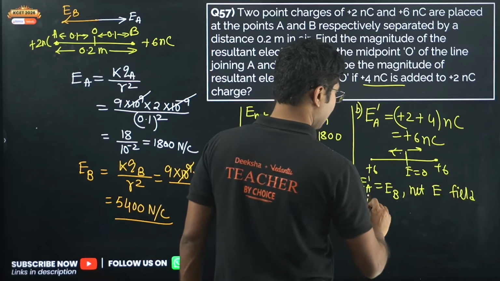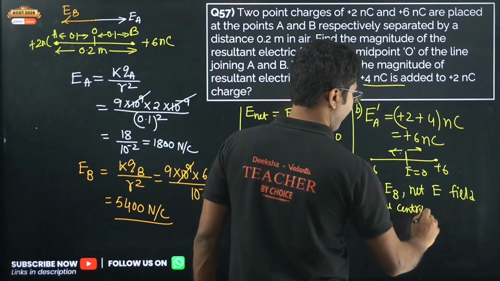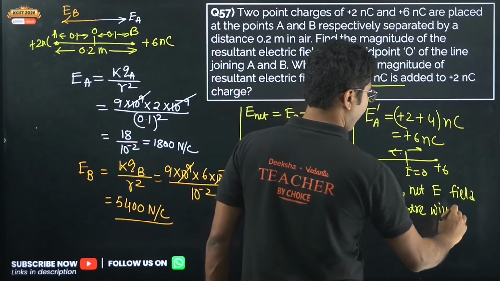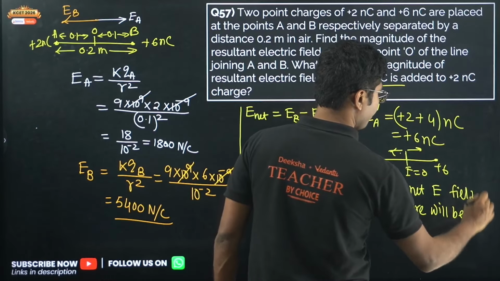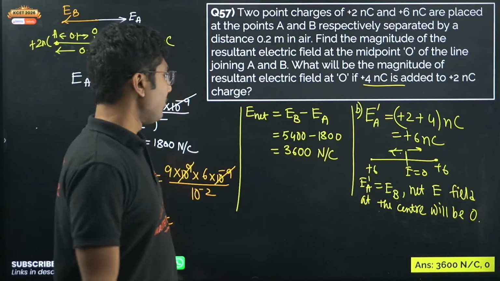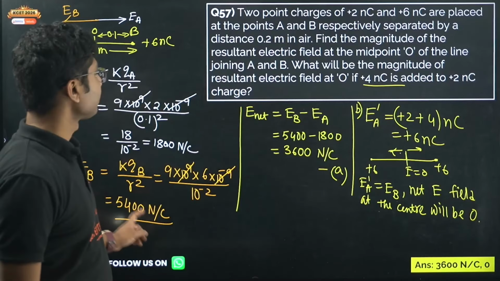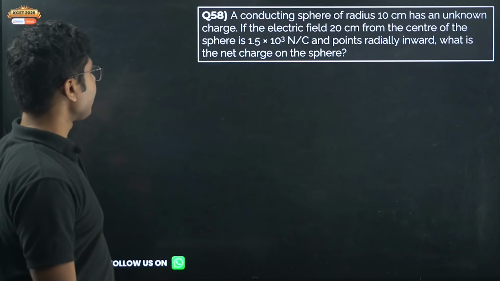Because EA dash is equal to EB, the net electric field at the center will be 0. Okay, so the correct answer is 3600 Newton per Coulomb for part A and 0 for part B. Let's move on. Next question.